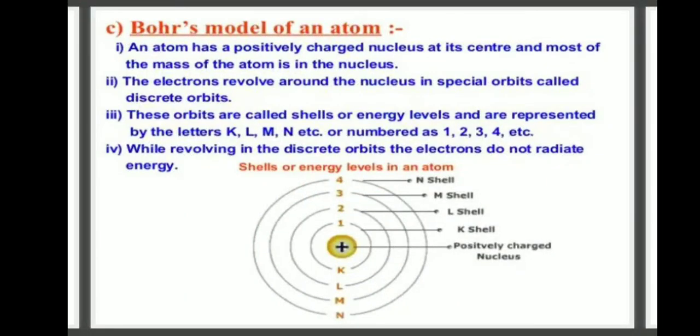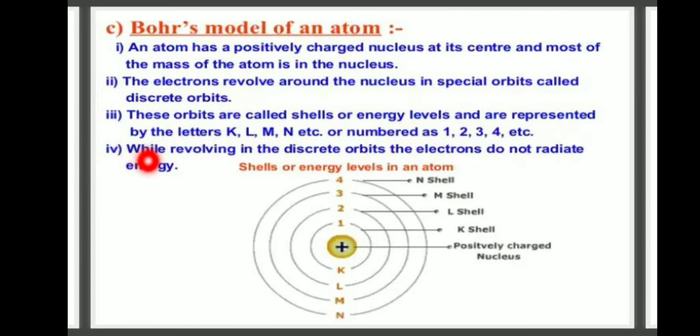Very important question: Bohr's model of an atom. Very important 5 mark question. An atom has a positively charged nucleus at its center, and most of the mass of an atom is in the nucleus. Second point, the electrons revolve around the nucleus in special orbits called discrete orbits. These orbits are called shells or energy levels and are represented by the letters K, L, M, N, etc. They are numbered as 1, 2, 3, 4, etc.